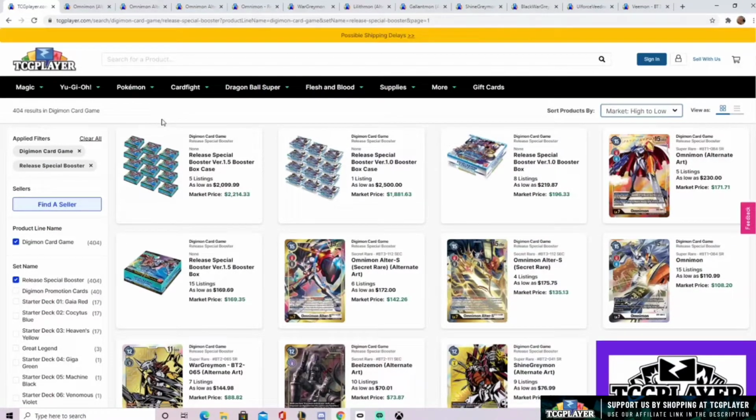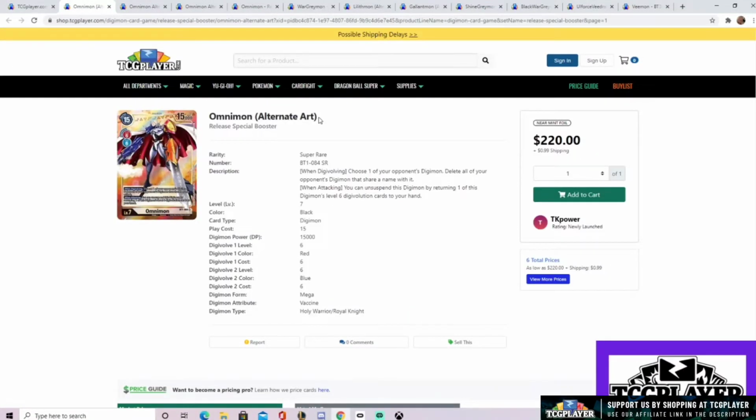I was planning on doing this a little bit earlier, but since special release booster 1.5 came out, I figured I'd wait till things settled down a little bit and go from there. So the first thing I wanted to bring up was Omnimon.